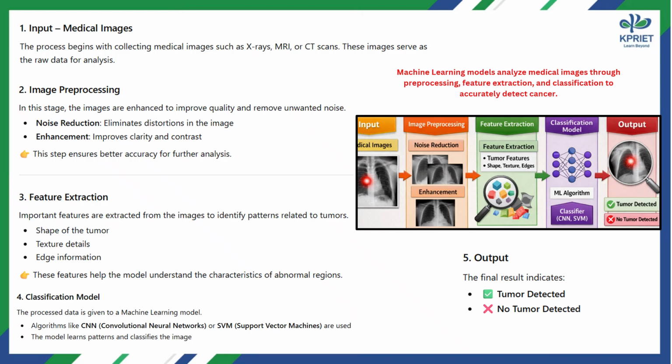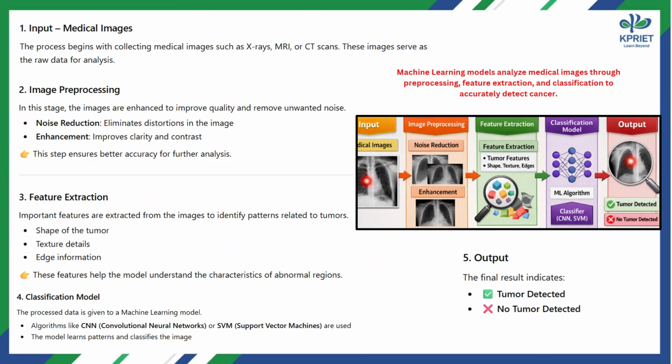The process begins with an input image, followed by image pre-processing, feature extraction and model classification, and then finally detecting the output. This is as shown in the figure. The process begins with collecting medical images such as X-rays, MRI or CT scans. These images serve as the raw data for analysis, and image pre-processing is performed as the next step. In image pre-processing, they perform noise reduction and enhancement, where noise reduction eliminates distortions in the image, and enhancement improves clarity and contrast.